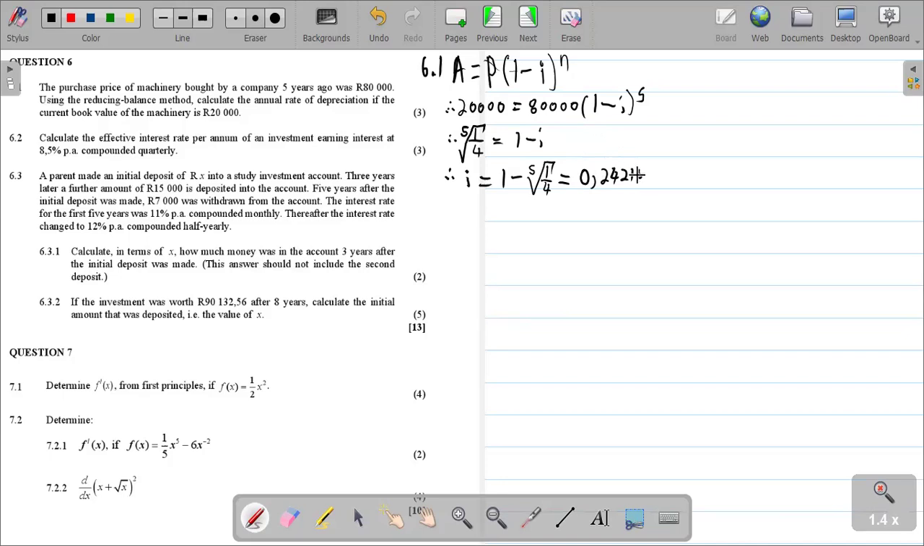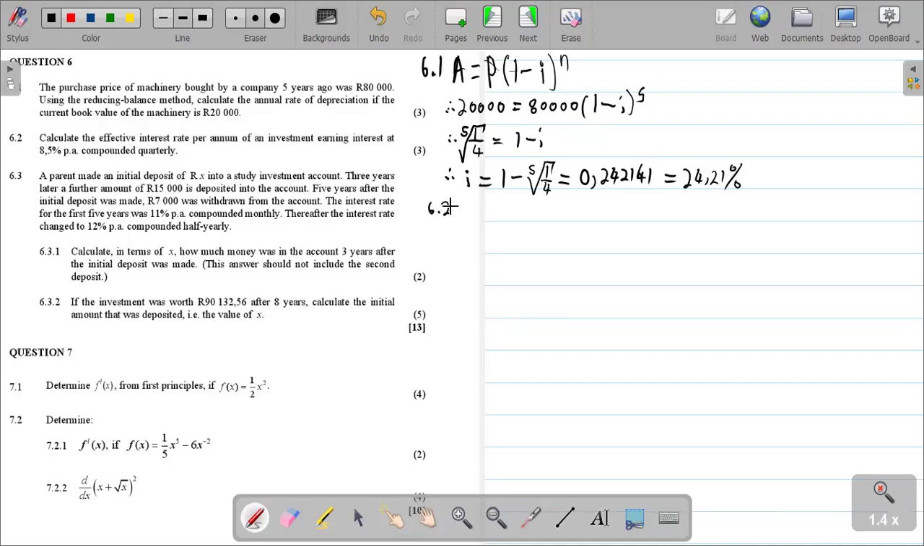Okay, and then 4, 1. This is what I get. So if it's like that here, then we multiply by 100, and then we get 24.21%. Okay, so that is the i.